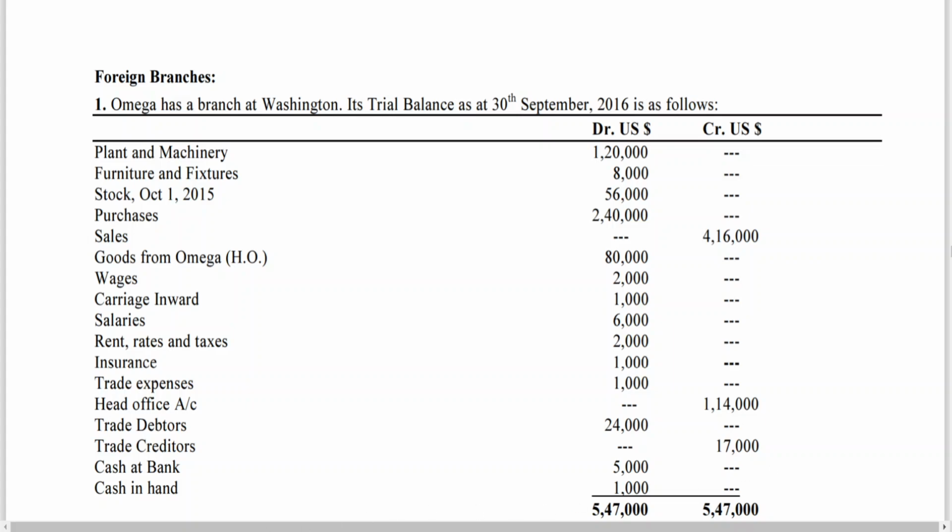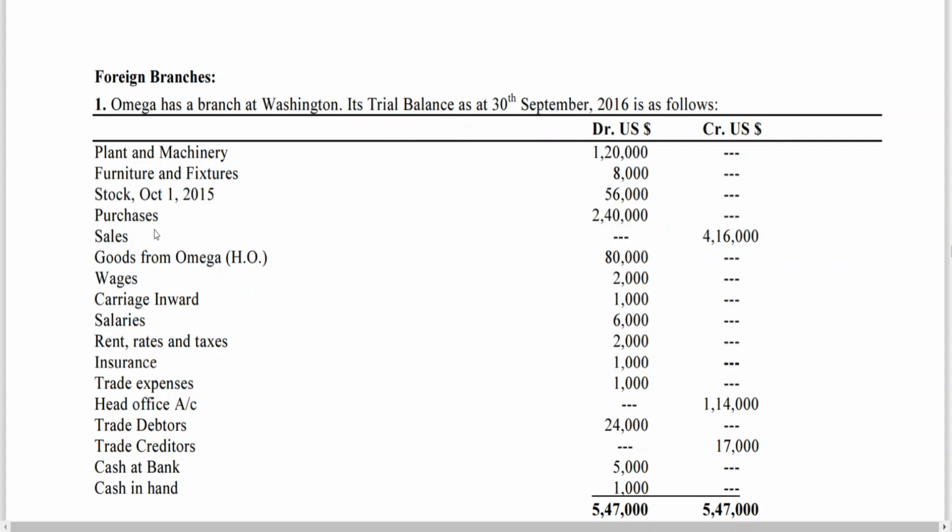Hi friends, I hope you have gone through the introduction part of foreign branches in the last class. Today I'm going to work out problem number 1. Omega has a branch in Washington. Its trial balance as at 30th September 2016 is as follows.